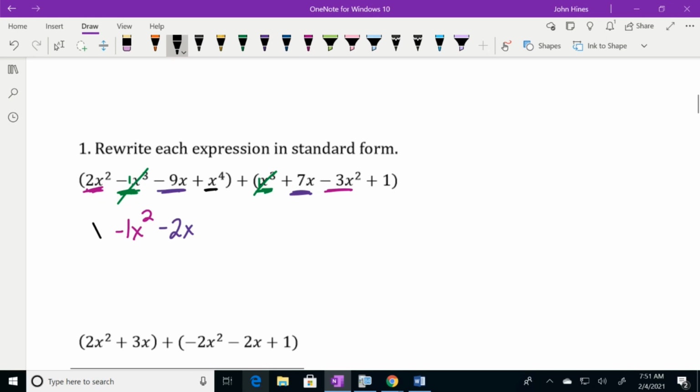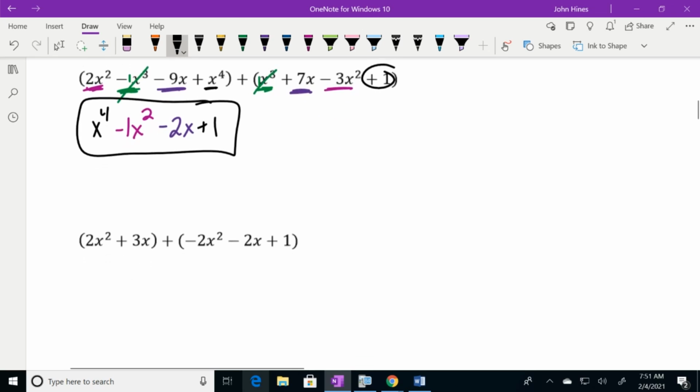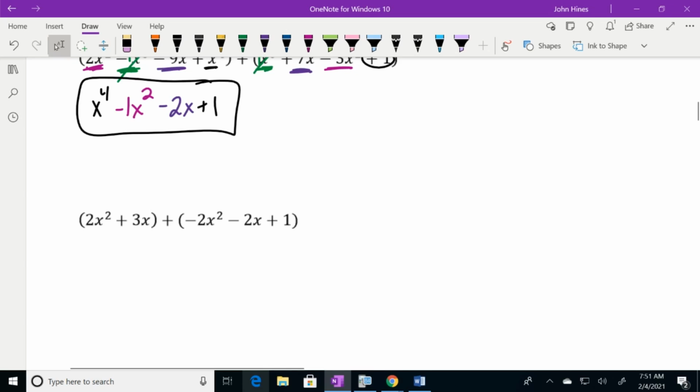Now I'm going to put that all the way out front here. Because remember, I want it in standard form, where my variables go from the highest power down to the lowest power. And then I just have that +1 to stick on at the end. So there is the sum. So it's a little bit easier than stacking them on top of each other and lining like terms up, because you kind of just read through and find who you used and who you haven't used.